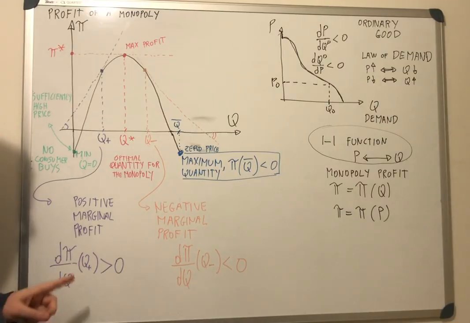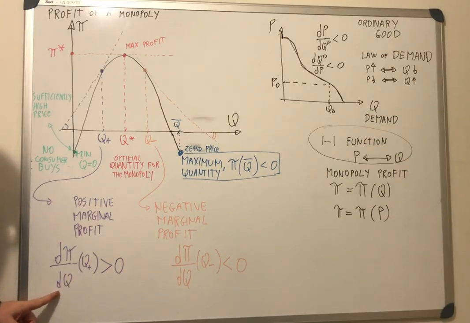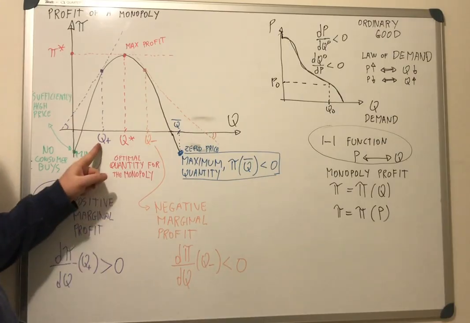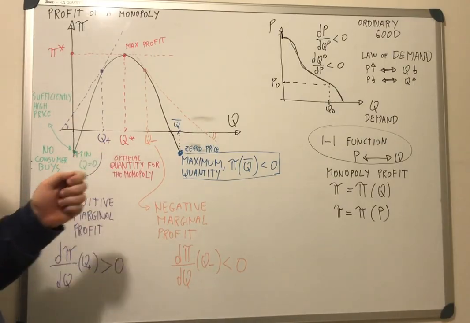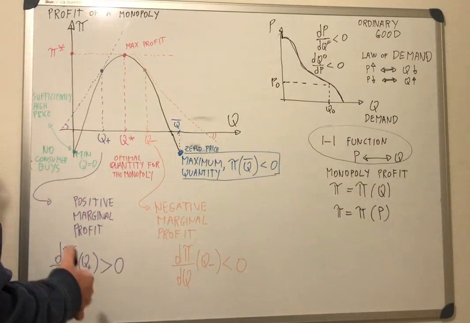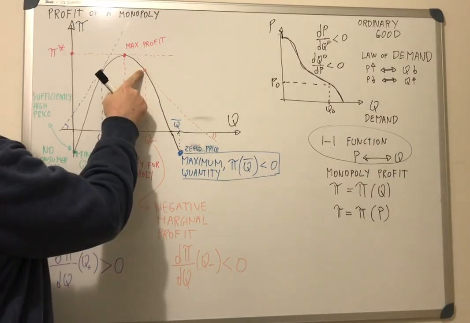Okay? So at points that have this property here, such that the marginal profit is positive, you should increase your quantity. So you decrease your price a little bit so your quantity goes up and you're going to increase your profit.